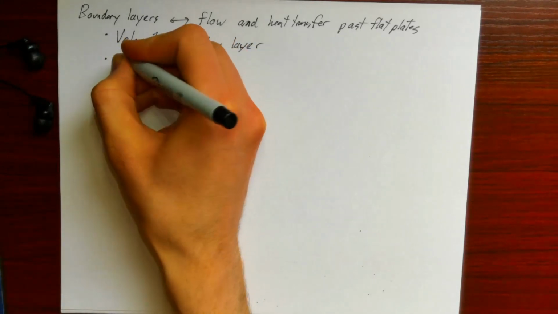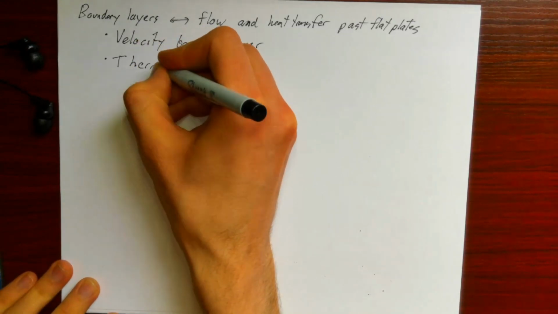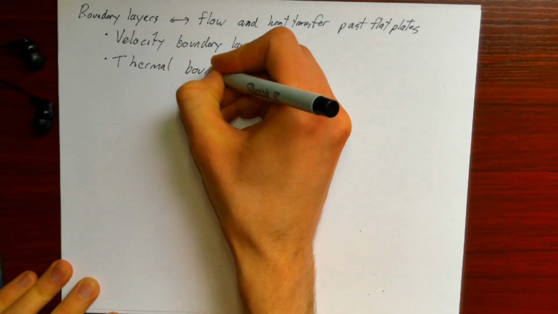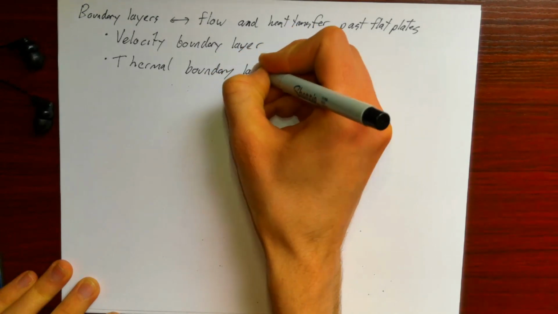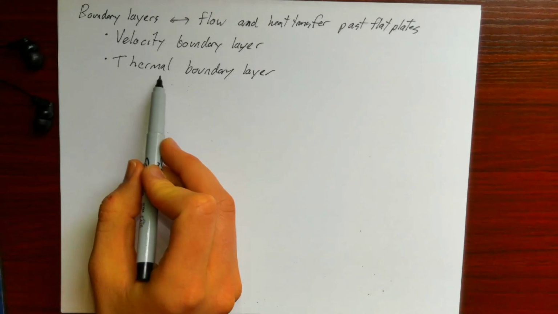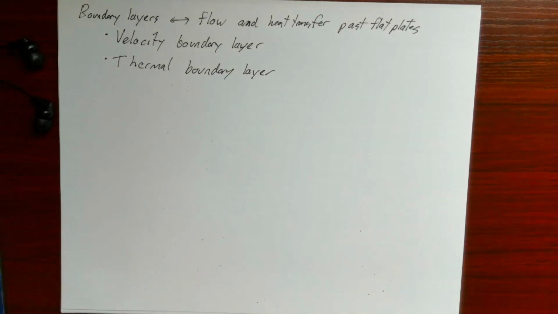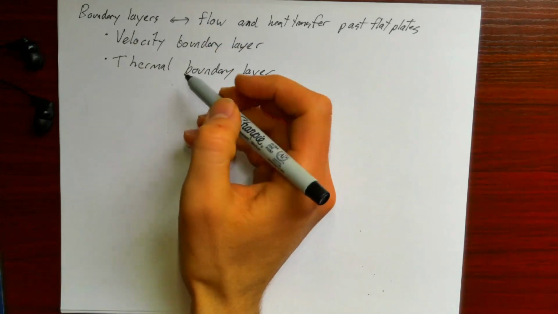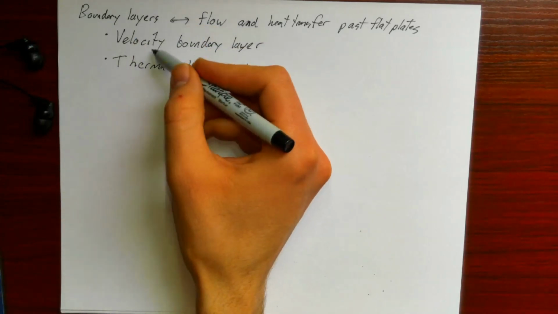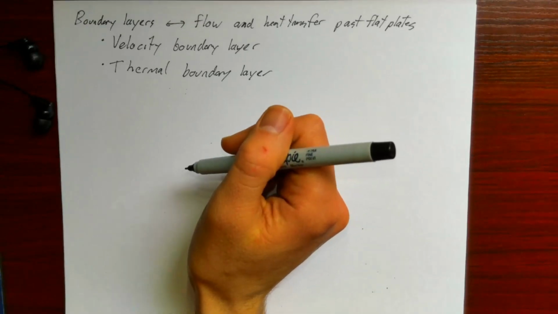And then there's what's called the thermal boundary layer, which is basically how does temperature transition, for example, between the hot surface of a plate and cold fluid far away from it. In our discussion of these two, these will set a qualitative framework for what we'll be talking about in terms of heat transfer.